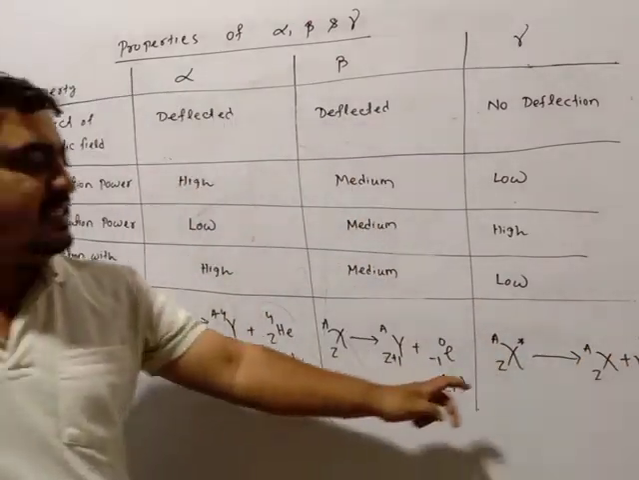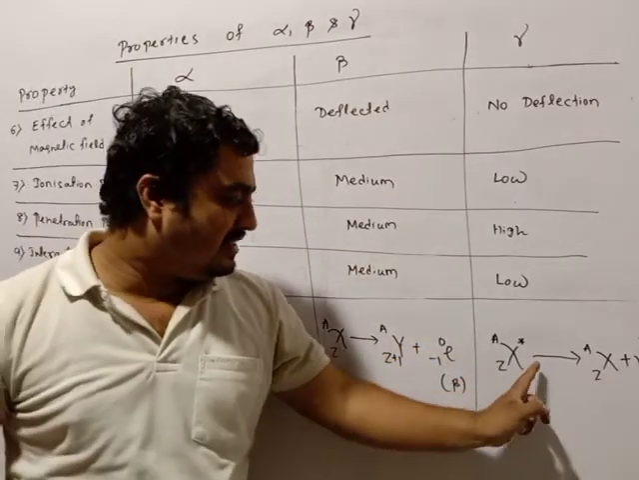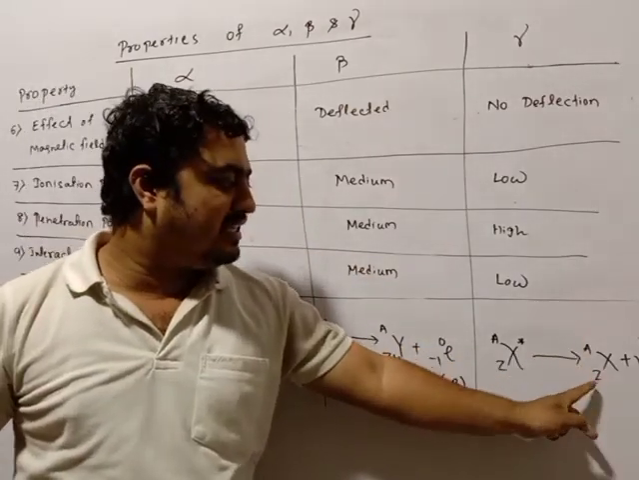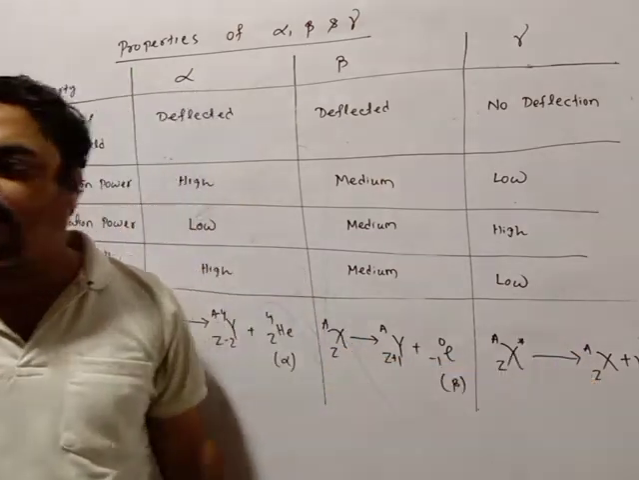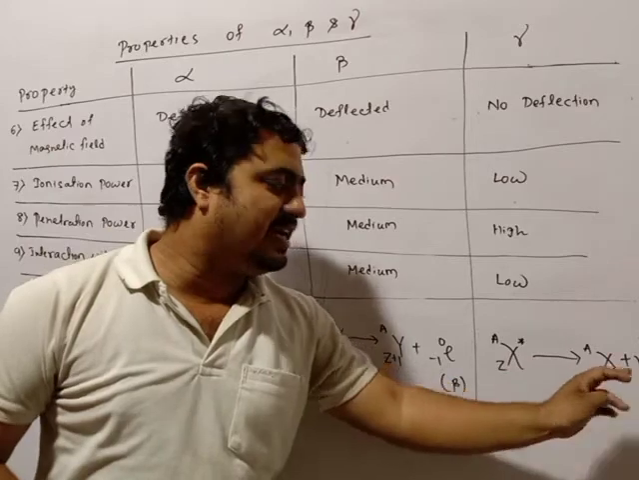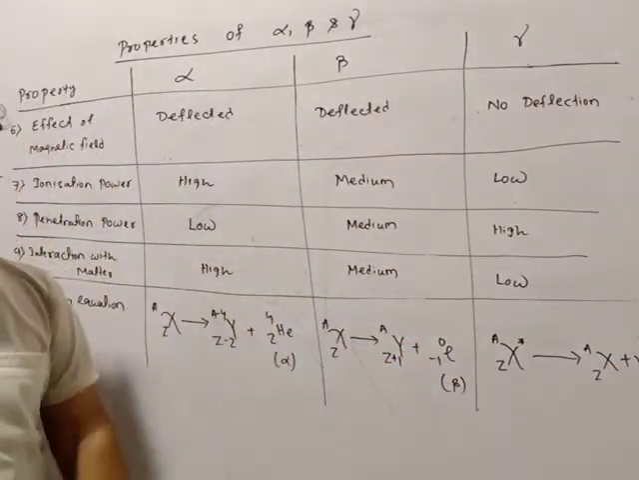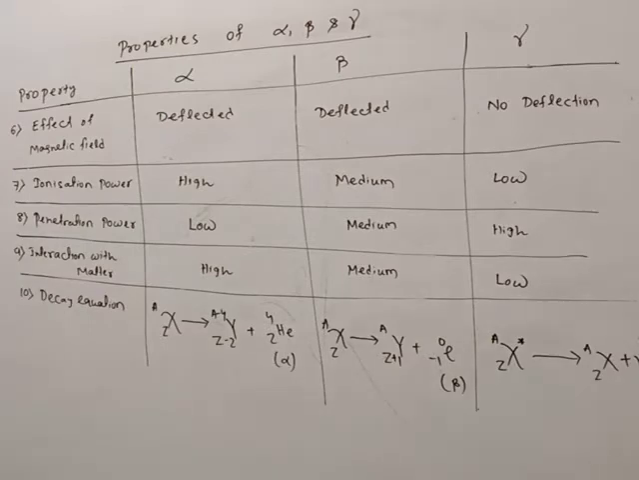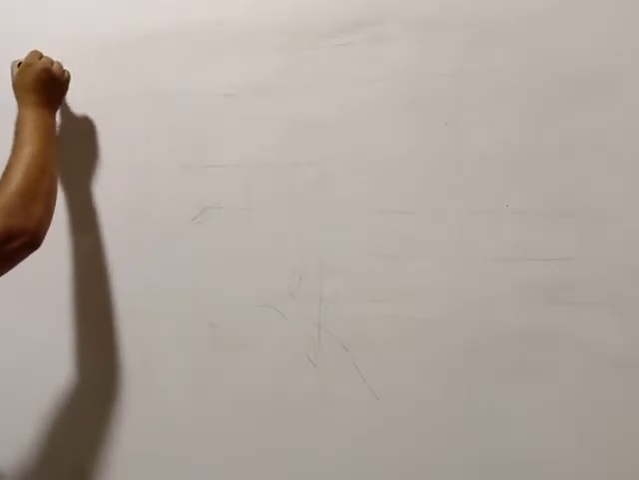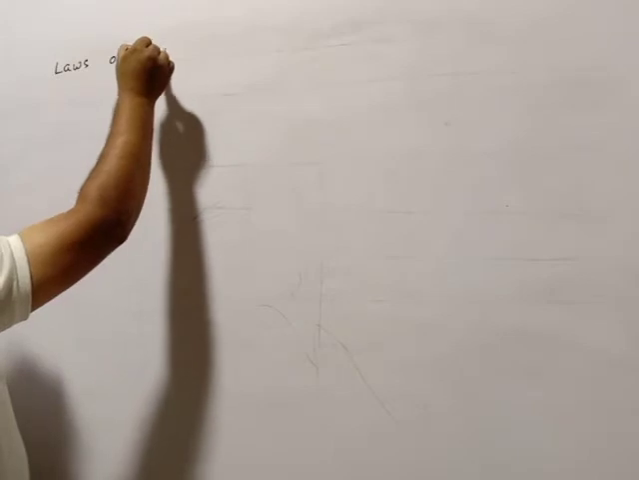If a nucleus disintegrates by emitting a gamma ray photon, then there is no change in its atomic number and its mass number. Just it comes from an excited state to ground state. So its energy state only changes. Next we will go for laws of radioactive decay.